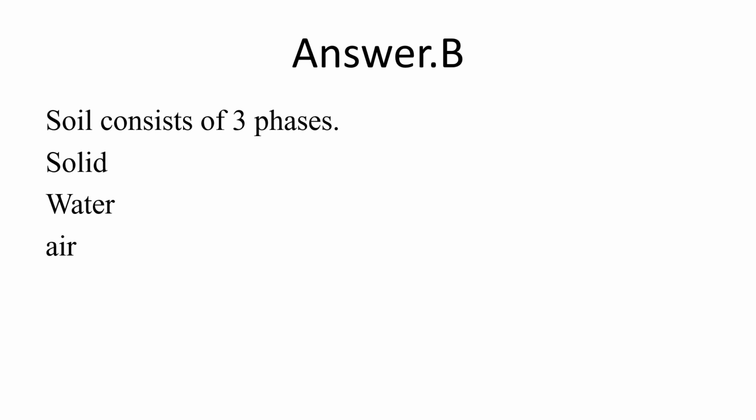That is, a solid phase which constitutes the soil grains, water which is present in the voids of the soil mass, and air also which is present in the voids of the soil mass. So there are soil grains, and these soil grains have spaces in between which are called voids, and these voids are filled either with water or with air. So the 3 phases that we can see in a soil mass are solid, water and air.